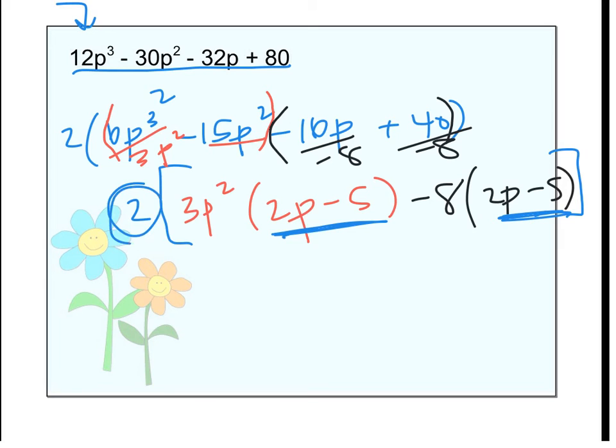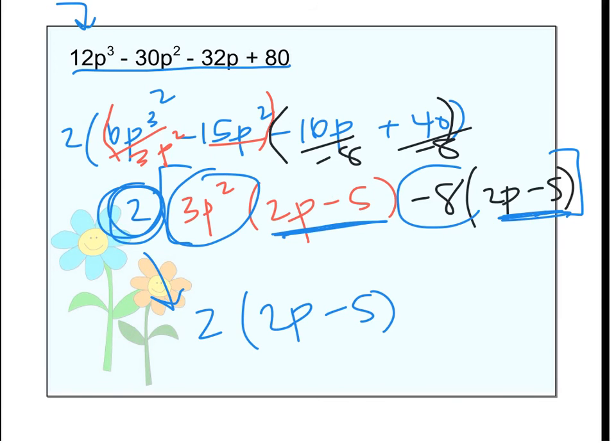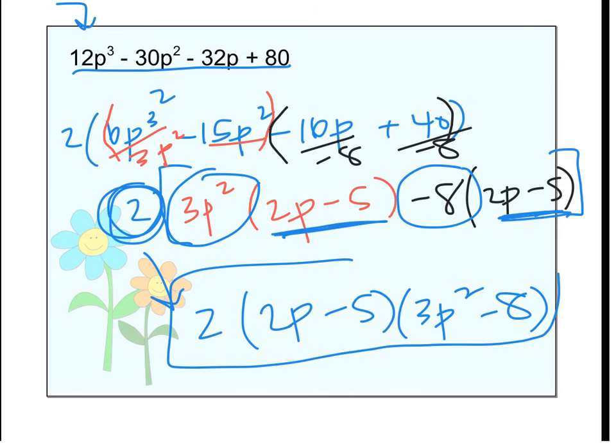Again, don't forget this 2 is out front that we factored out right away. It still needs to come along for our final answer. So there's the 2 we took out originally. Then I have the 2p minus 5. And then I have to put these two in their own parentheses still. So 3p squared minus 8. Final answer.